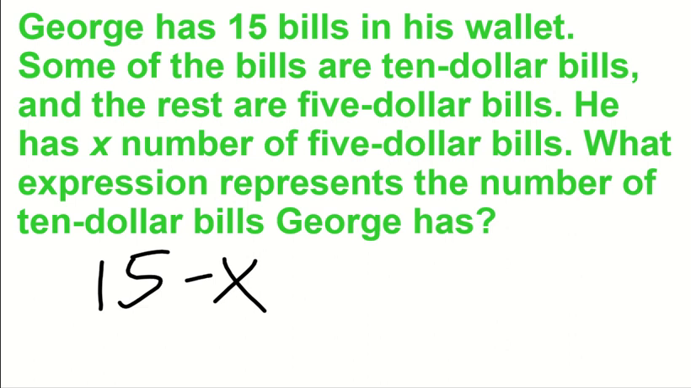And what we know is he has 15 bills total, and x are $5 bills. Well, if I said he had 15 bills and 5 of them were $5 bills, how many $10 bills would he have? 10. We subtract 15 minus 5, right? So that's all you would have to do for the expression as well. Take the total, subtract the number technically that you know, even though you don't know the variable really.